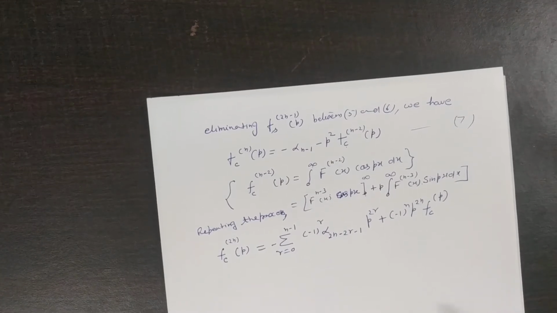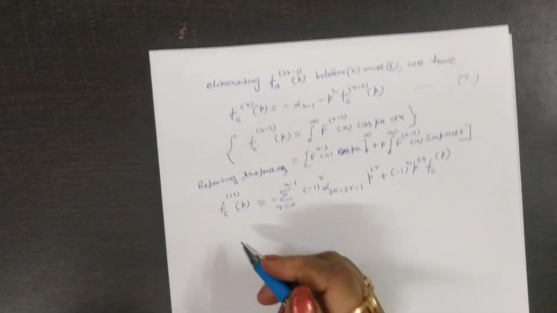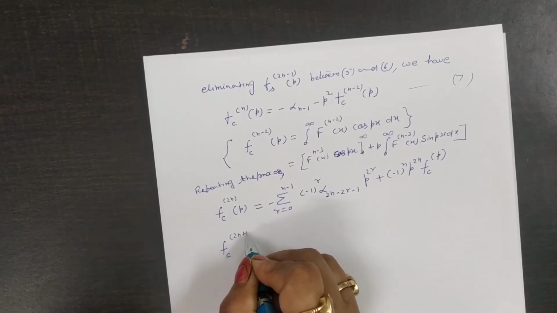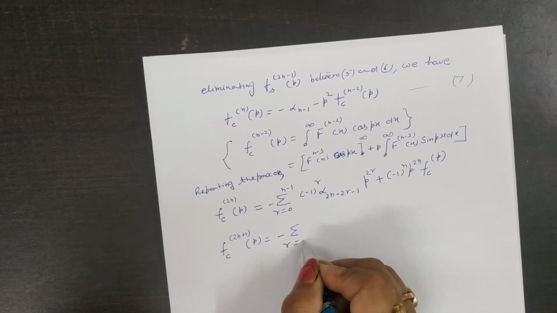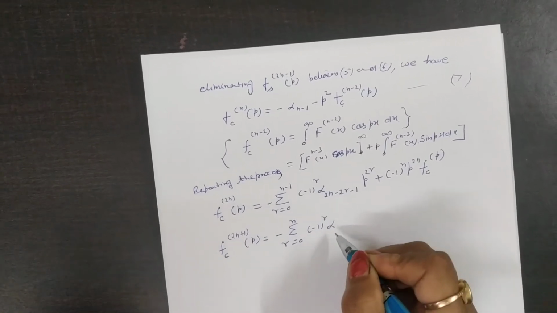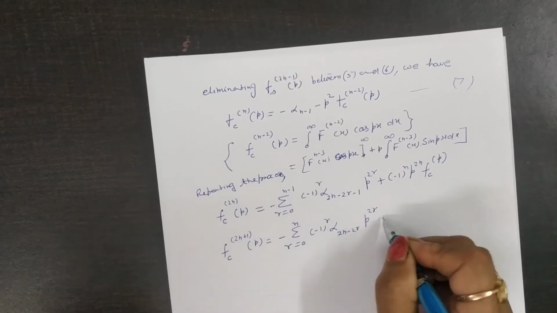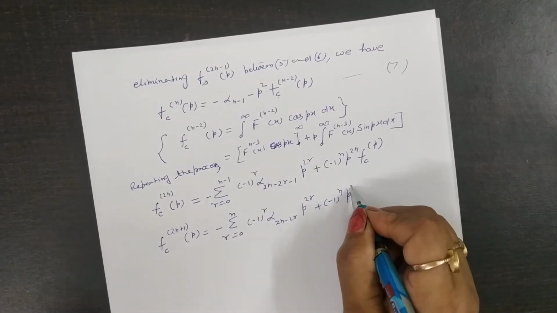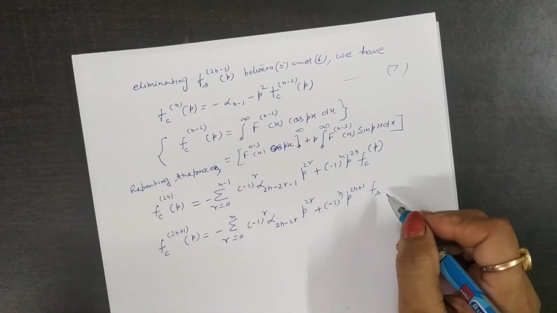And for the even and odd term, similarly we get the next term, which is f of c 2n plus 1 p, which is equal to minus of sigma r varying from 0 to n minus 1, minus 1 to the power r, alpha 2n minus 2r, p to the r, plus minus 1 to the power n, p to the power 2n plus 1 f of s, p.